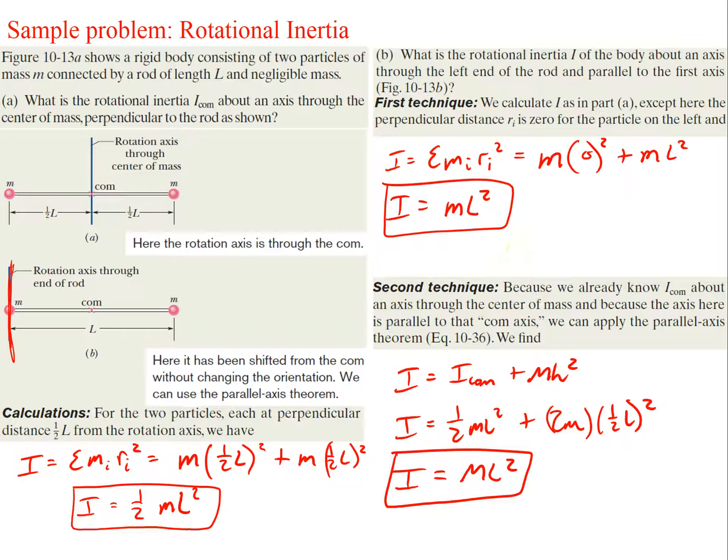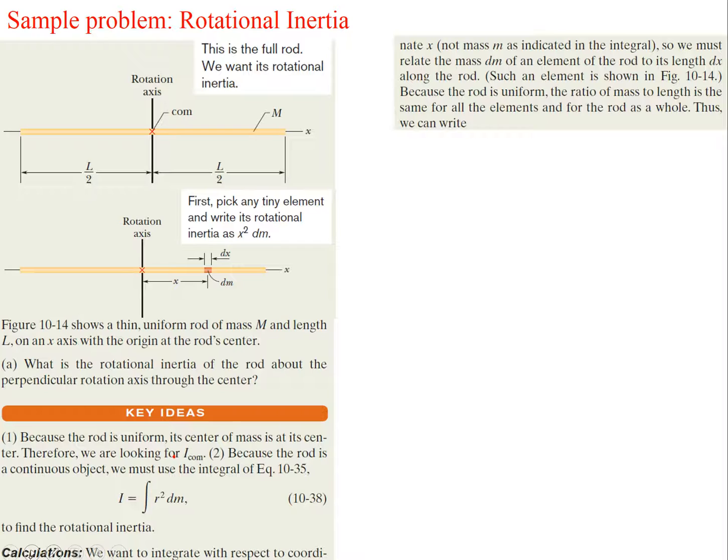All right, let's move on to another example. Now let's look at a rod that actually has some mass to it. There's an even distribution of mass throughout the entire thin rod. Because it's an even distribution of mass, now we have to use the integral form as they show you down here to find the rotational inertia. So we want to integrate with respect to coordinate x, not m, as indicated in the integral. So we must relate the mass dm of an element of the rod to its length dx.